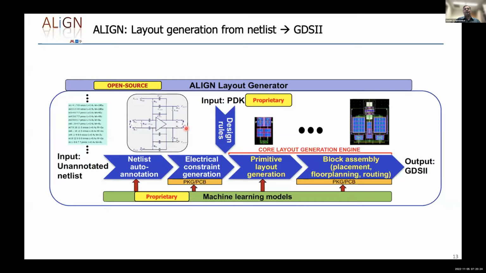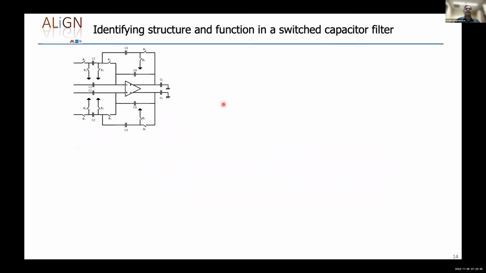Once you have this hierarchical structure, then you can start building layout from the bottom up. So you might build it for the smallest blocks and go up and assemble it for the larger blocks. All of this is going to be aided by ML models through the process. So let's go through an example of how this thing works. Let's go back to this switch capacitor filter circuit again. So the first thing to do is to recognize the blocks within here.